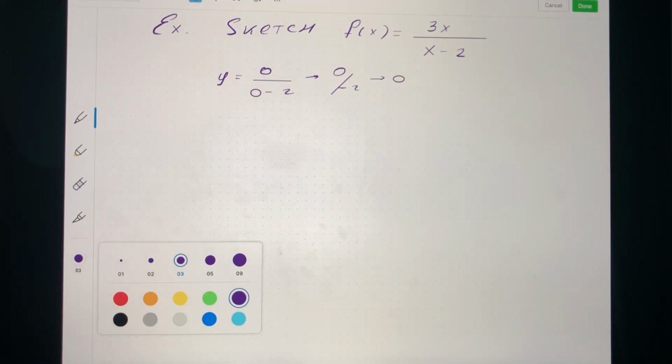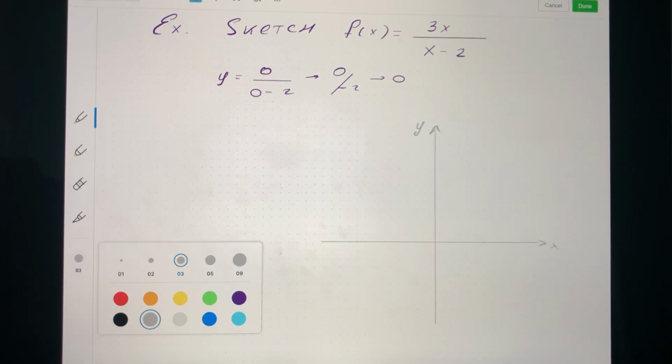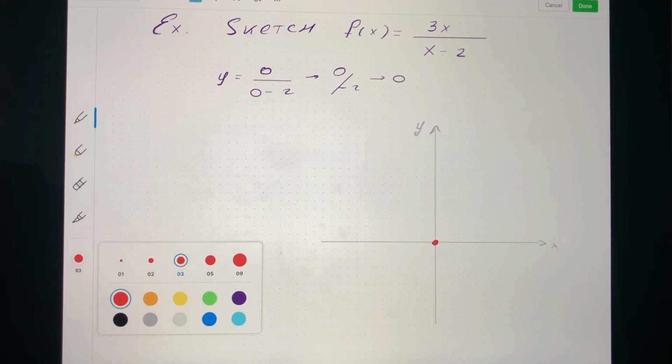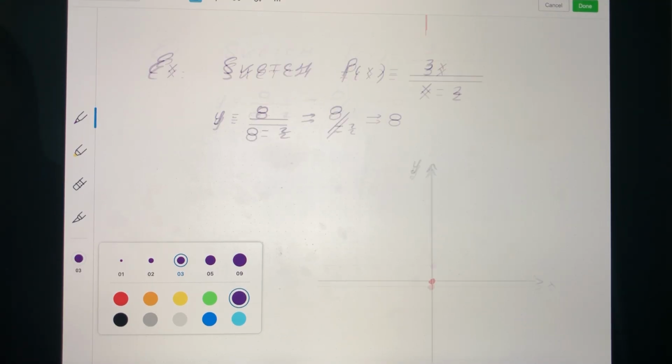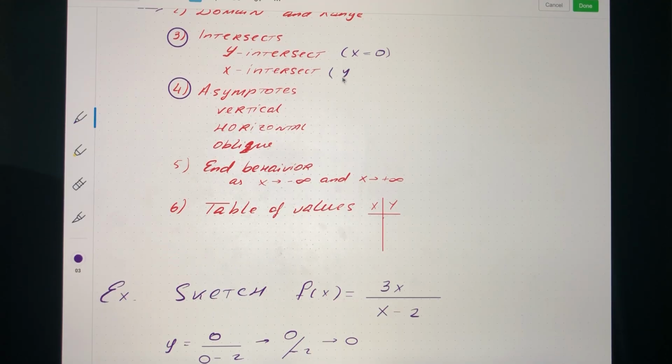So on the sketch here, we can make a little coordinate axis and we can collect the information as it appears. So we now know that the y-intercept is (0, 0), which is right here. To find the x-intercept, we make y equals 0.